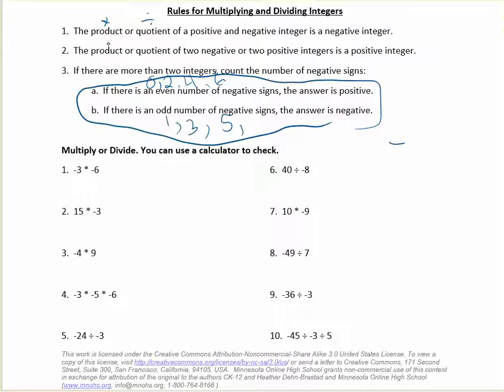Let's start with plus. A positive times a positive is positive. A negative times a negative is positive. A negative times a positive is negative. A positive times a negative is negative. So if you want to use that shortcut method of the rules, you can.